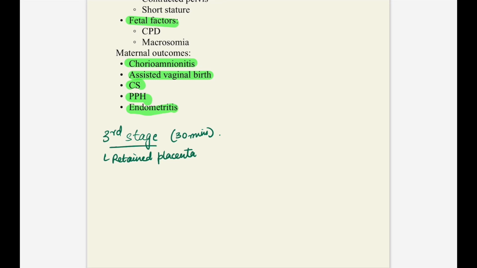Now, usually a retained placenta could happen if the delivery of the placenta happened without the usual use of oxytocin or AMTSL. The risk for a retained placenta increases. There are three types of retained placenta. So one is a trapped placenta.